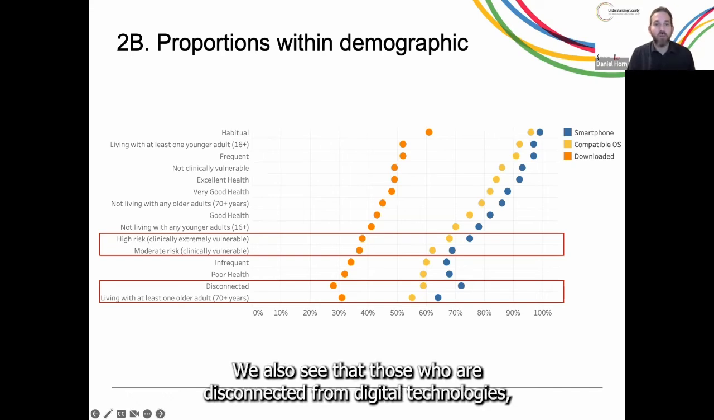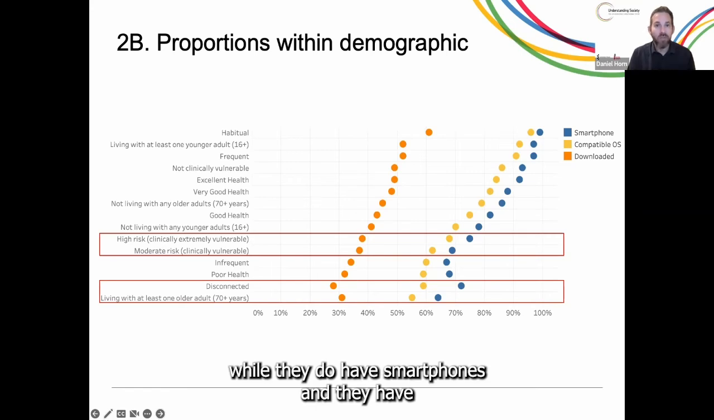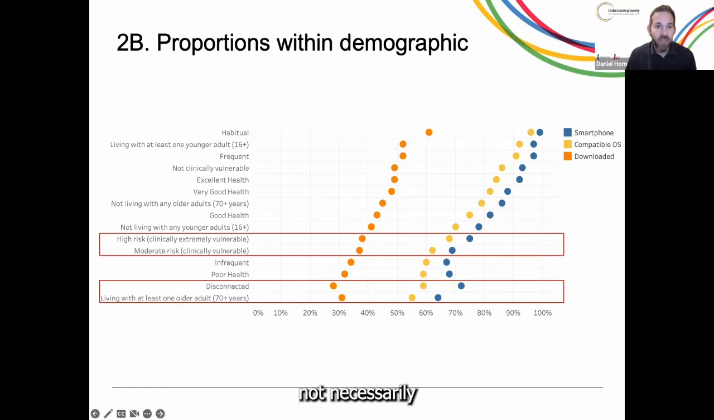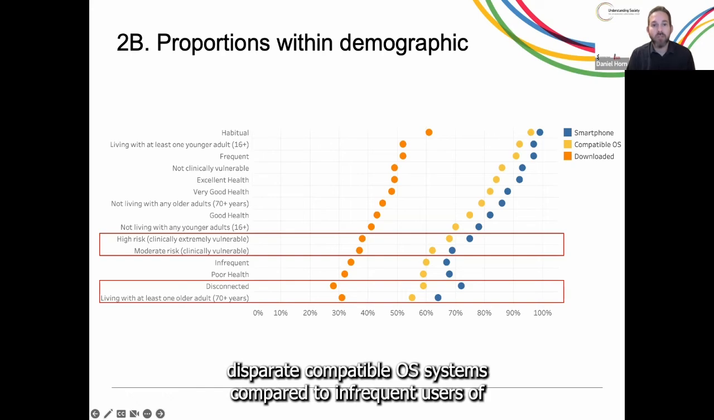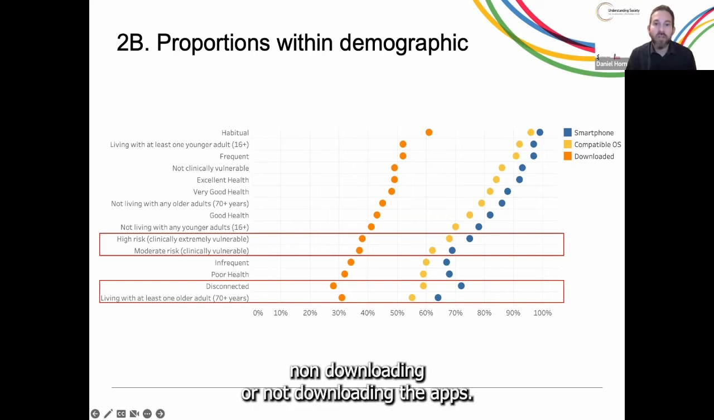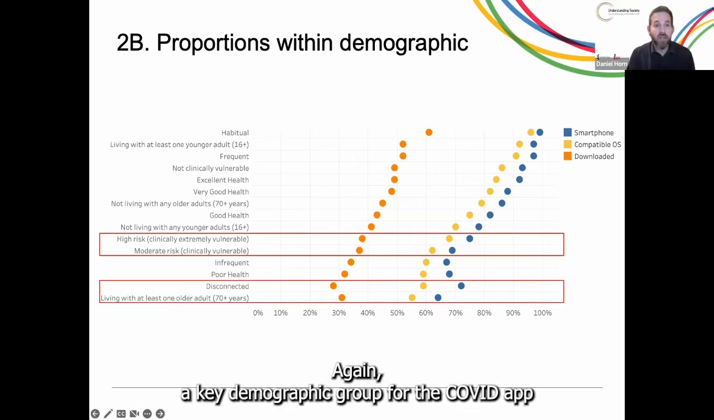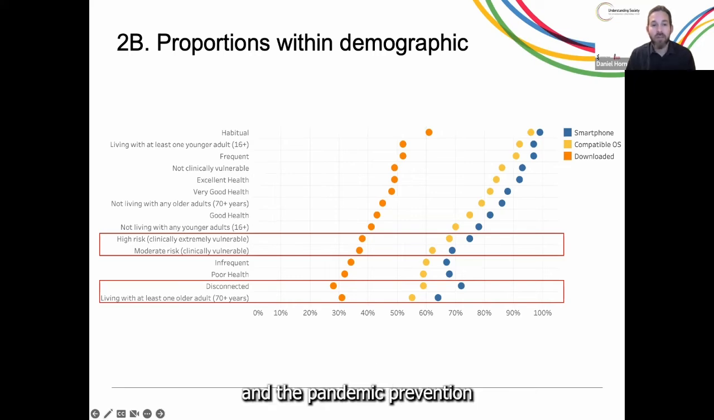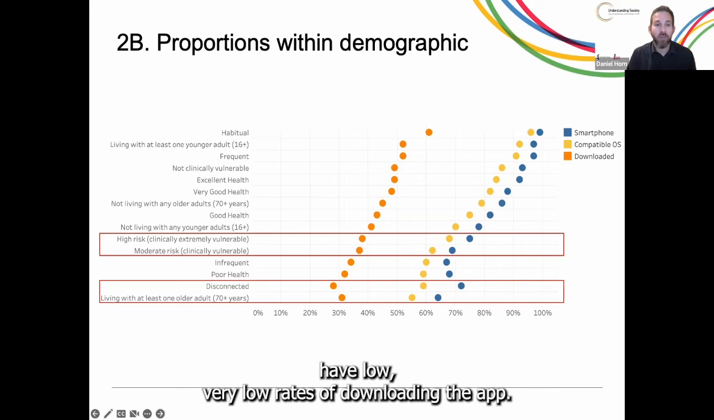We also see that those who are disconnected from digital technologies, while they do have smartphones and they have not necessarily disparate compatible OS systems compared to infrequent users of digital technologies, do tend towards not downloading the apps. And those living with at least one older adult, again, a key demographic group for the COVID app and the pandemic prevention, have very low rates of downloading the app.